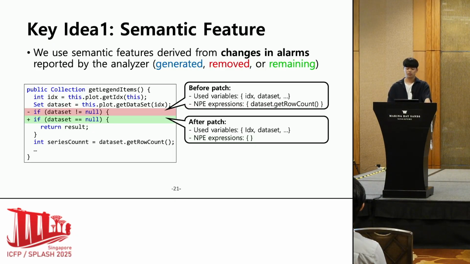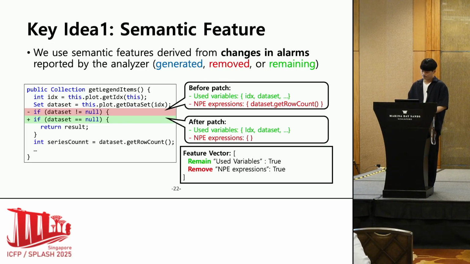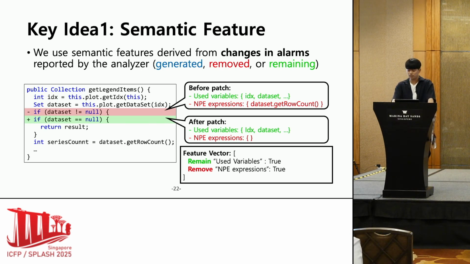For example, let's look at the correct patch in the previous example. Assume that our analyzer extracts the set of used variables and NP expressions. Then the analysis ledgers before and after the patch look like this. By comparing these two ledgers, we can see that the set of used variables is preserved and the NP expression is removed. So we can represent this patch with a feature vector that says used variables are preserved and NP expressions are removed.